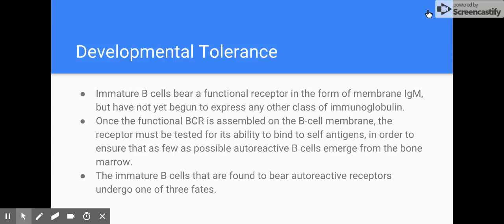Developmental tolerance. Immature B cells bear a functional receptor in the form of membrane IgM, but have not yet begun to express any other class of immunoglobulin. Once the functional BCR is assembled on the B cell membrane, the receptor must be tested for its ability to bind to self antigens in order to ensure that as few as possible autoreactive B cells emerge from the bone marrow. The immature B cells that are found to bear autoreactive receptors undergo one of three fates.